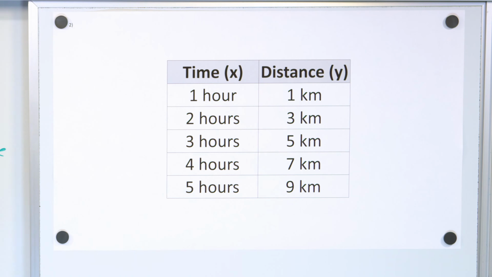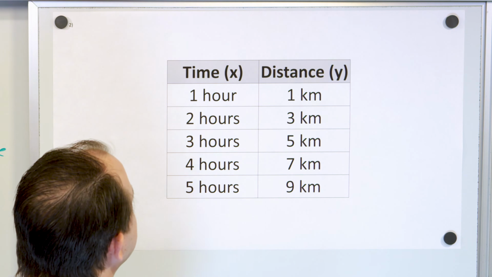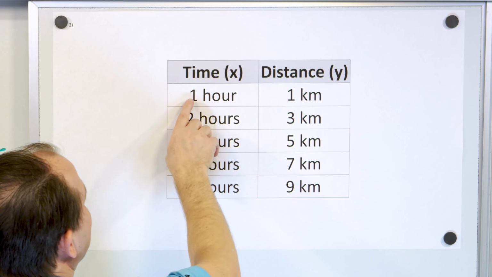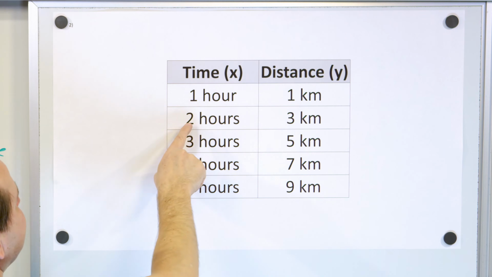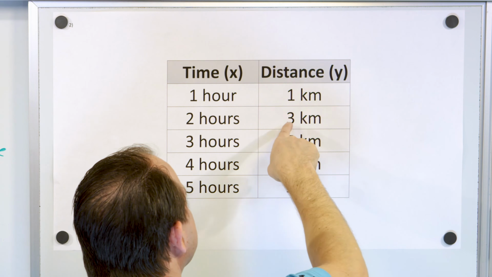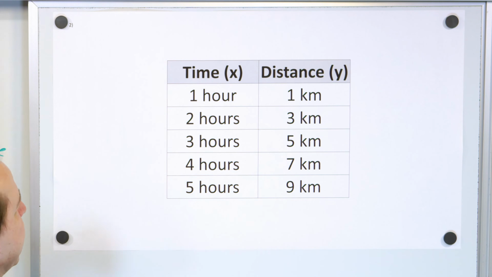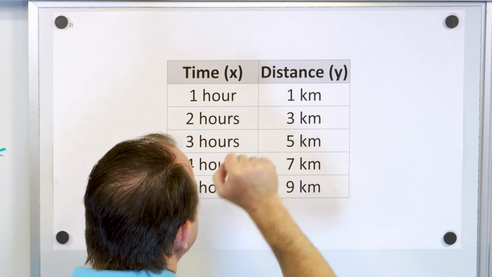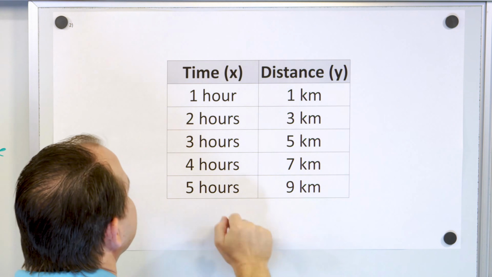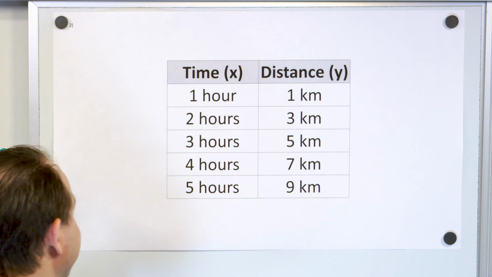All right, for problem number 2, let's take a look. Here we have, this could be the distance traveled by some person walking, right? So here, after 1 hour, I travel 1 kilometer. After 2 hours, I'm at a distance of 3 kilometers from the starting point. So after 1 hour, I'm 1 kilometer away. After 2 hours, I'm 3 kilometers away. After 3 hours, I'm 5 kilometers away, and so on.